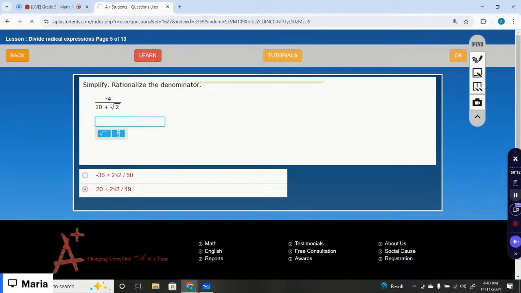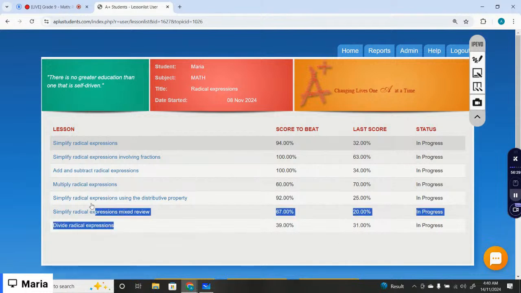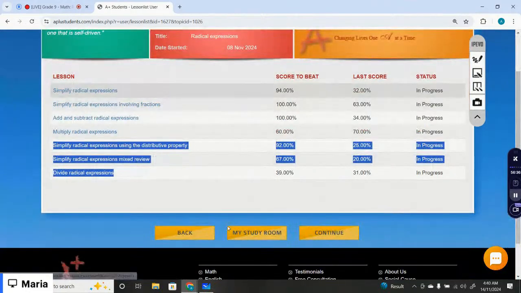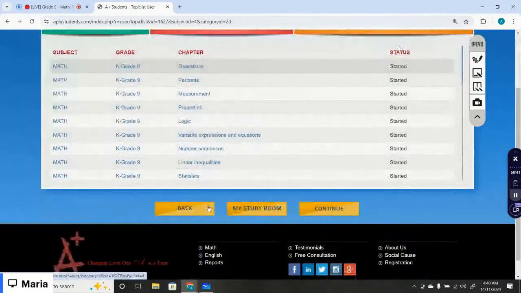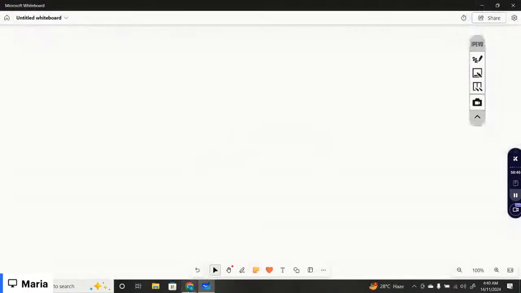So, we were working on grade 9 math. The chapter we were working on is radical expressions, and the lessons we have covered today are simplify radical expressions using distributive property, simplify radical expressions, mixed review, and divide radical expressions. So please make sure before the next session you complete all the practice questions for the lessons we just covered, as your homework until the next session.